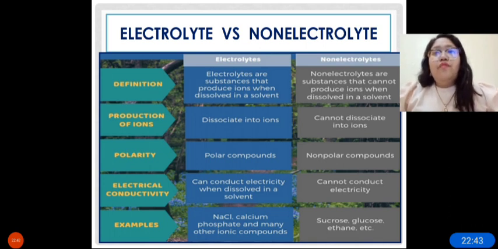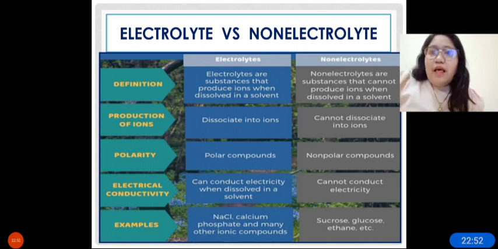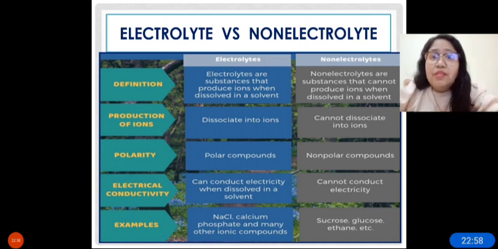Now, we have the difference between electrolyte and non-electrolyte. By definition, electrolytes are substances that produce ions when dissolved in a solvent. And we know that ions are atoms with charged particles, so it could be a cation or an anion. Then we have non-electrolytes. By definition, these are substances that cannot produce ions when dissolved in a solvent.